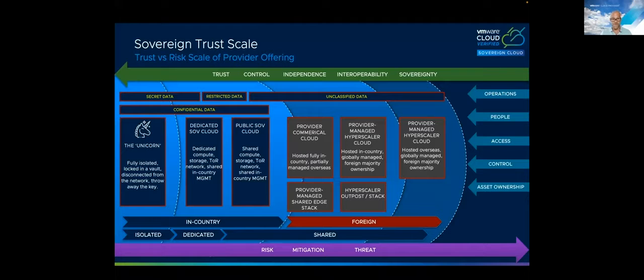However, there are some hard stops, such as sovereign data requiring a zone that is in country. Placement should be considered on the least trusted sovereign dimension of the service.